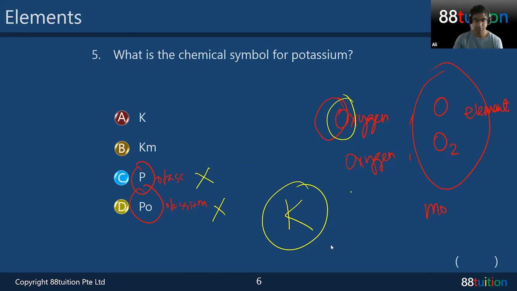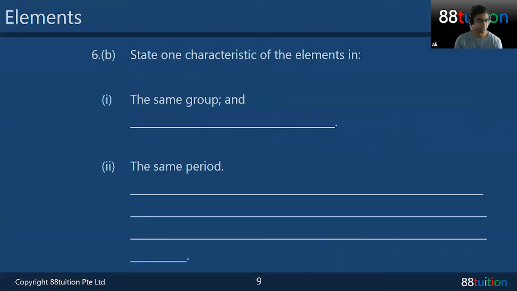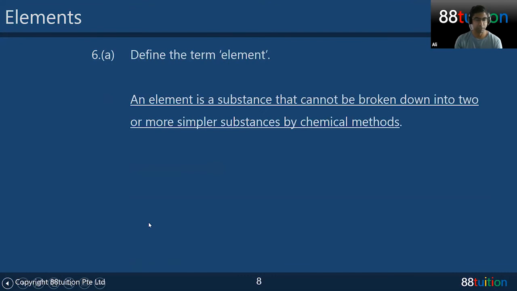Okay. Let's move on. These are just the questions. Okay. So of course, if you want to know the answer for something like "define the term element," we definitely have to know what an element is, because today's topic is on elements. If you don't know what an element is and somebody asks you, what's an element? Okay. Element is not a brand of some shirt.